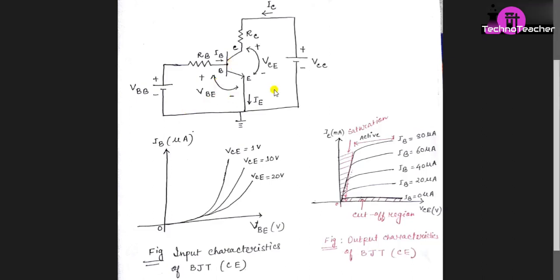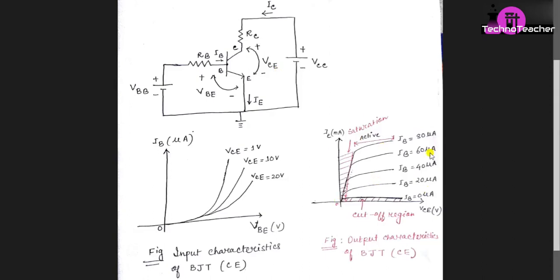This is the schematic diagram of BJT in common emitter configuration. This is the input characteristics curve of BJT in common emitter configuration. These two figures I have already discussed. Now see this figure. In this figure, this is the output side and IC is the output current and VCE is the output voltage. So to study the output characteristics, we have to study the relationship between output current, which is IC, and output voltage, which is VCE.